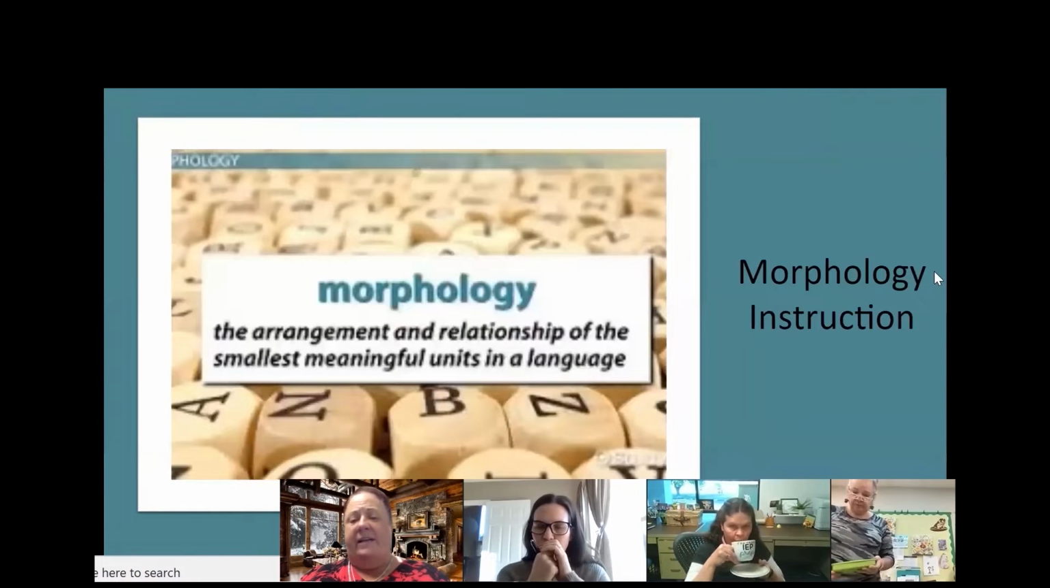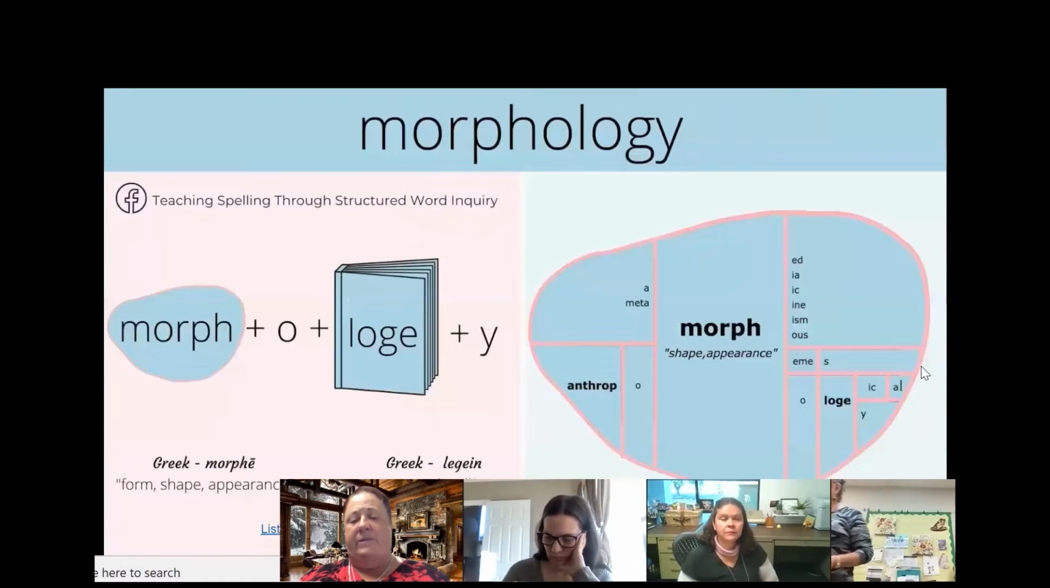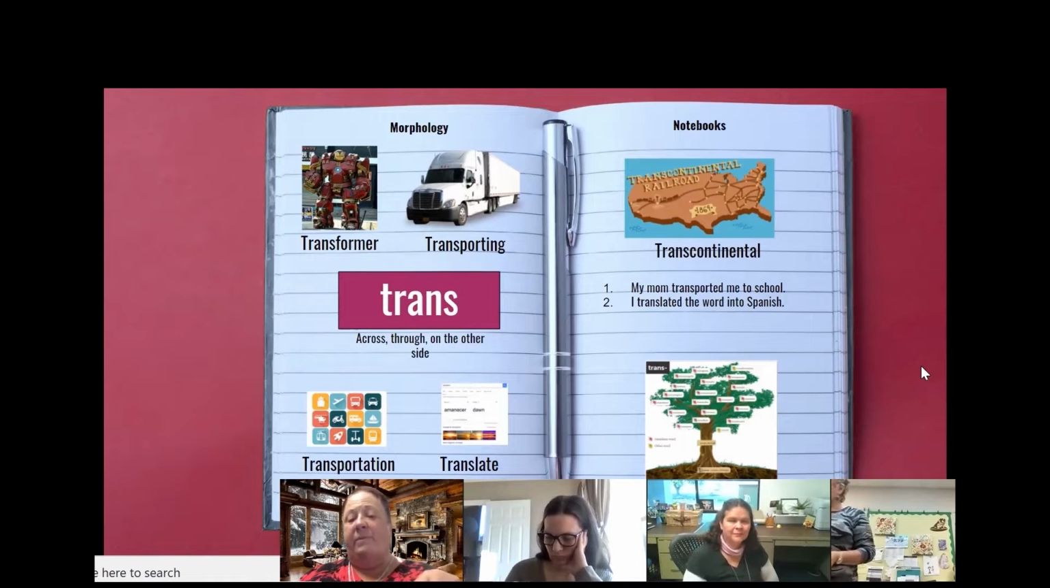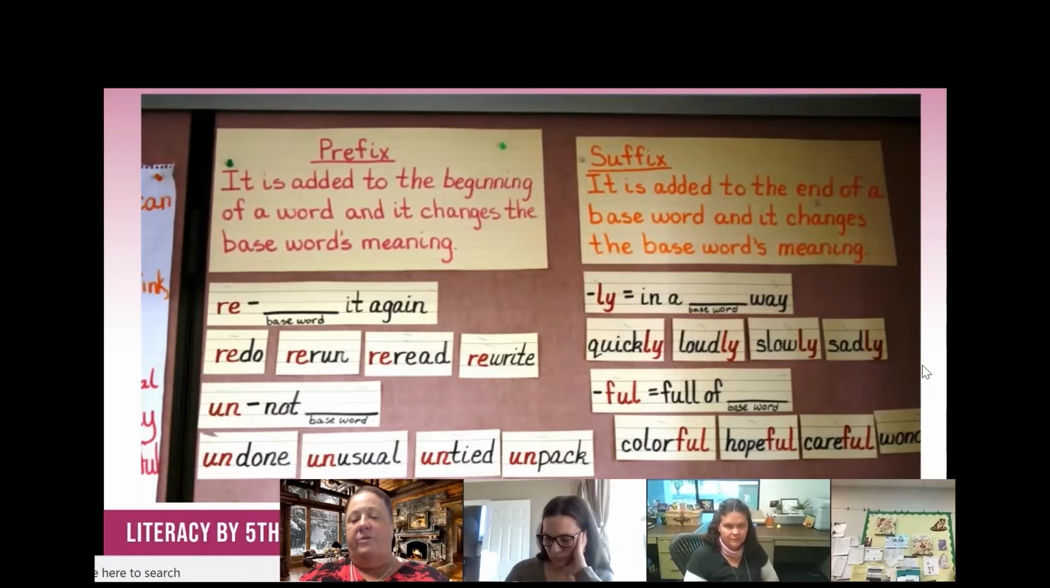Just really fast, morphology, we talked about this in the vocabulary session, so I'm not going to talk a lot about it. But taking the time with students to really teach the meaning of the words, and understanding how the root words transfer from word to word, and really explicit instruction and practice with that is going to help at the word level. But what's probably more critical is the prefixes and the suffixes, and how those create meaning and change meaning.